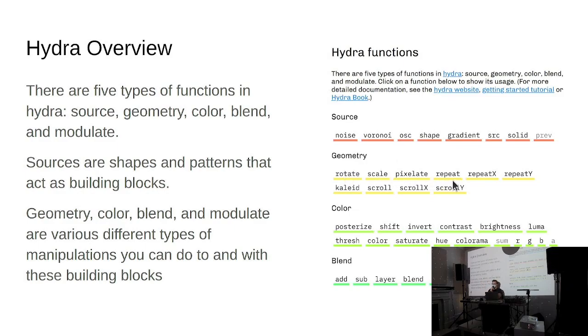Geometry are kind of like geometric manipulations you can do to those shapes, those sources. Color applies like a color shift or color effect to it, and so there are a bunch of different versions of that. Blend is essentially how you combine different sources, or one of the ways to combine different sources. They have different kind of like mathematical effects. They can be kind of complicated.